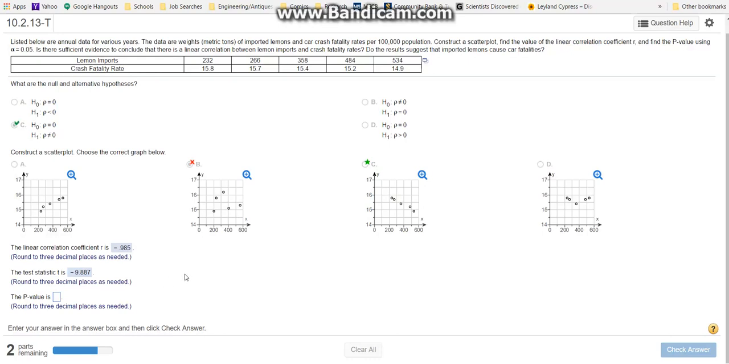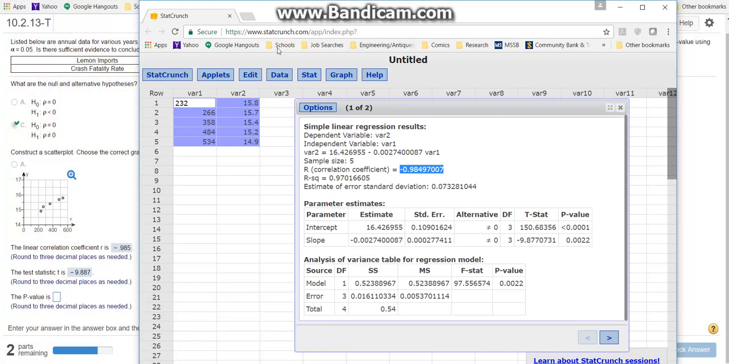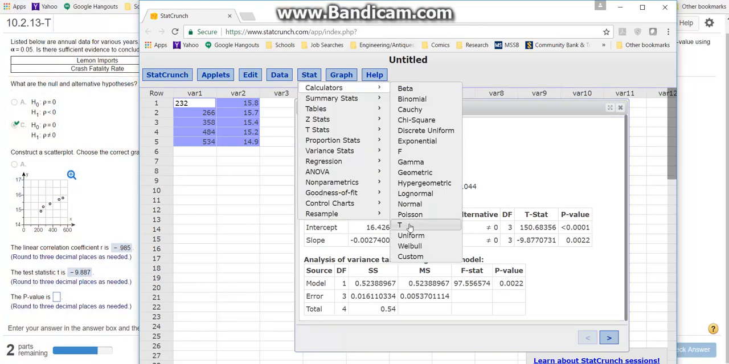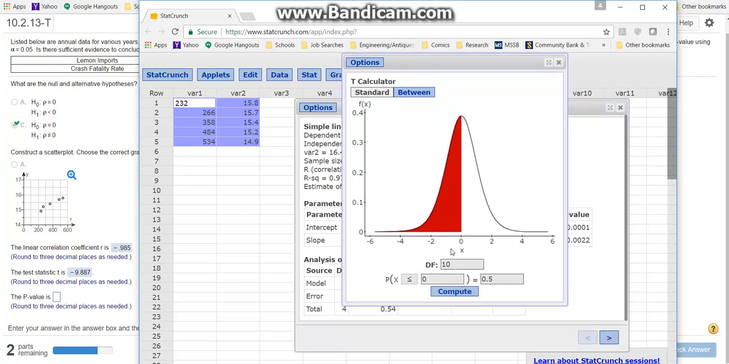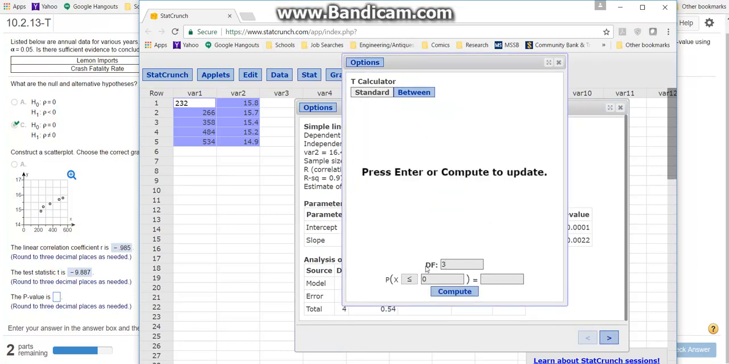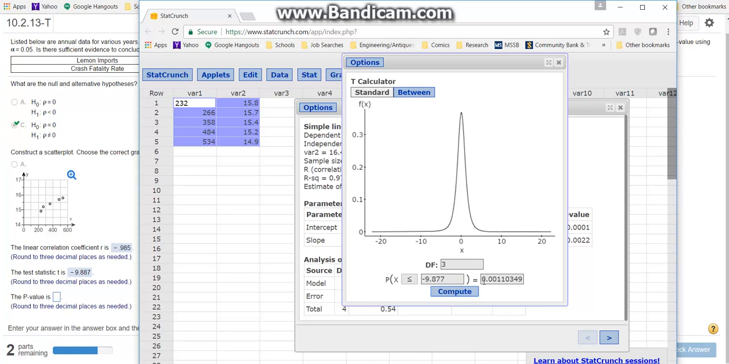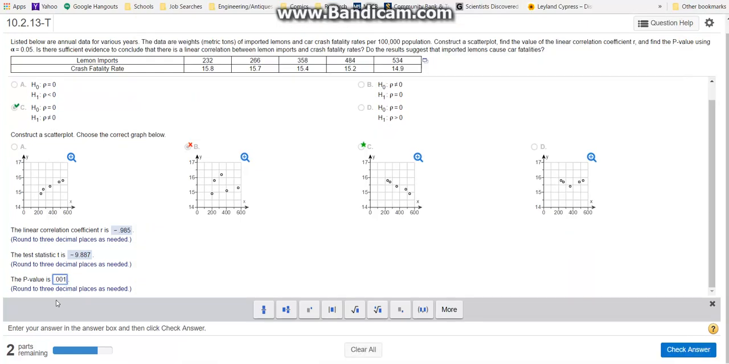What is the p-value? Well, the p-value I can find with StatCrunch. So let's go back to StatCrunch. Stat, calculators, and T. And there are 3 degrees of freedom. We've already determined that. The T value is going to be negative 9.887. Hit compute. And the p-value is 0.001.